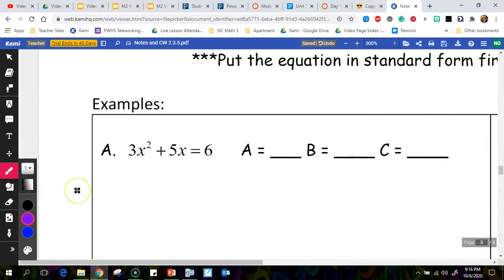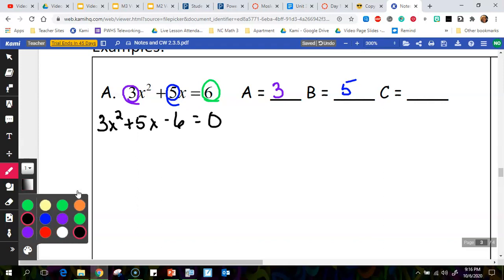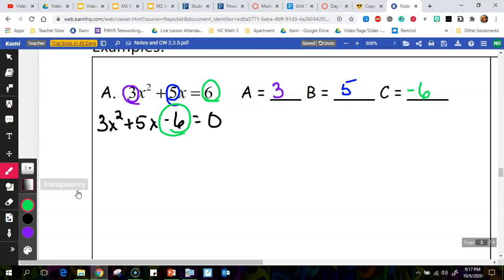Quadratic formula we've already done, but I just wanted to review it because we might have some this time that would have imaginary numbers. Okay, so a is 3. b is 5. And c, actually it's going to be negative 6. I didn't rewrite it: 3x squared plus 5x minus 6 equals 0. You've got to get it to that point first, so I should have done that. c is negative 6.